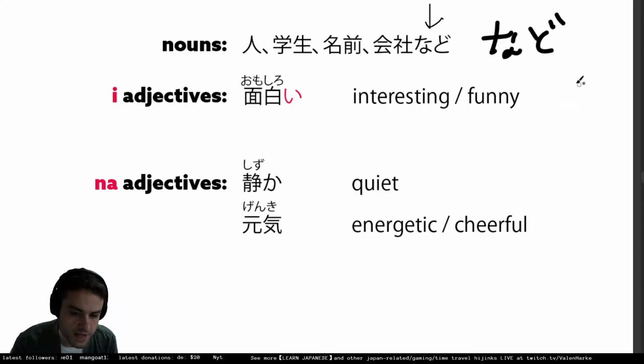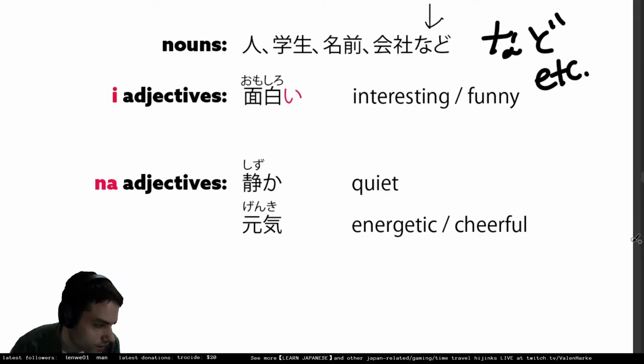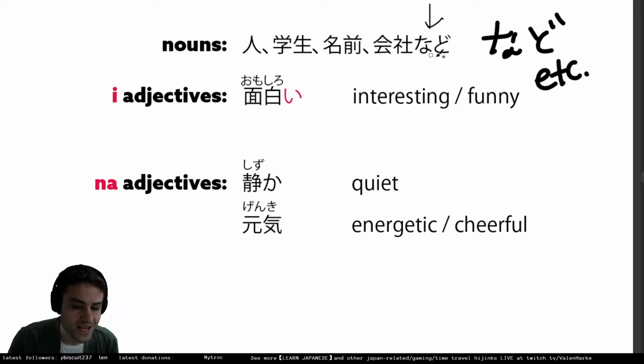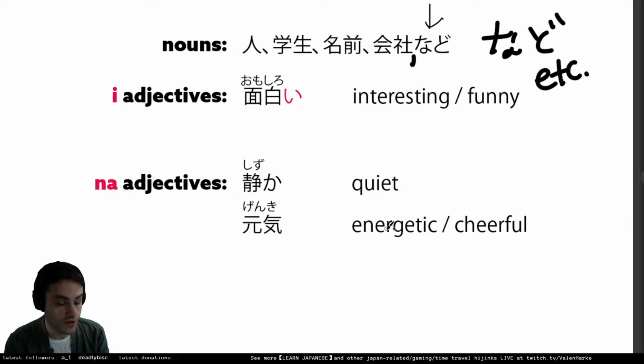Nado means etc. Boom. I said hito, gakusei, namae, kaisha, nado. Person, student, name, company, etc. Okay, and you'll notice, typically if we're being super strict in English, we probably want a comma before the etc.